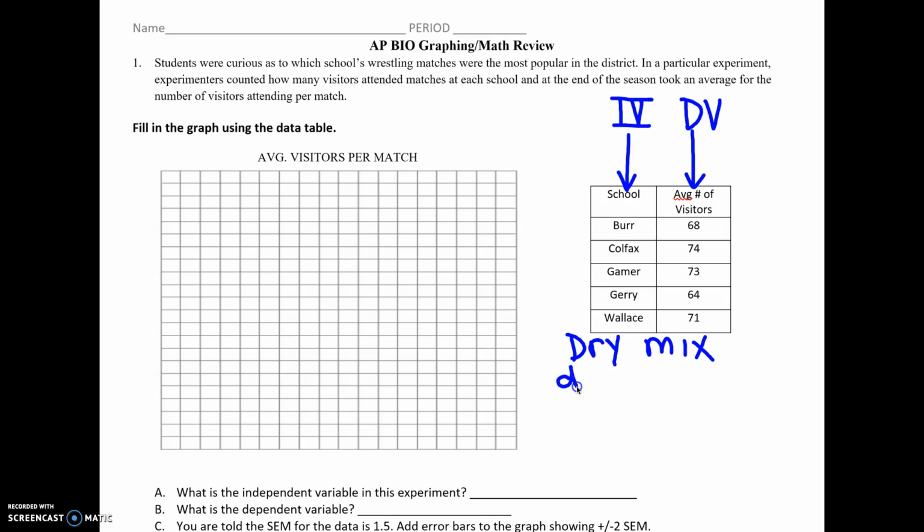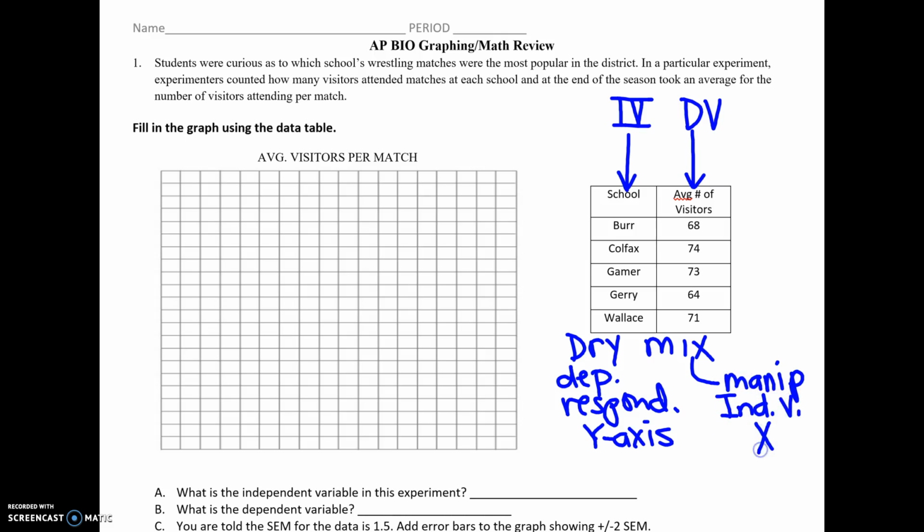So the dependent variable, which is also called the responding variable, always goes on the y-axis. And the independent variable, which is also called the manipulated variable, always goes on the x-axis. So this independent variable, which is typically on the left on any chart, by the way, is going to be my x, and this is going to be my y. So I'm going to go ahead and label school here, and then the average number of visitors here.